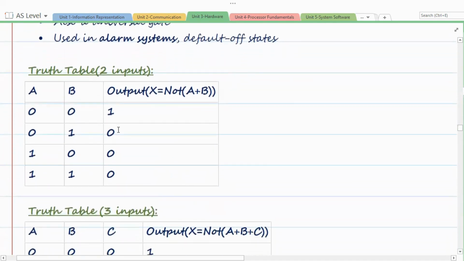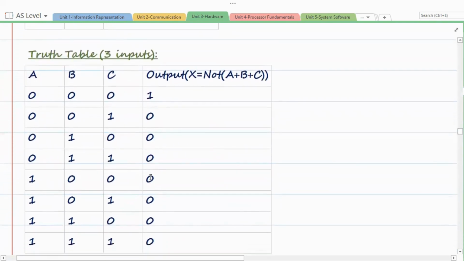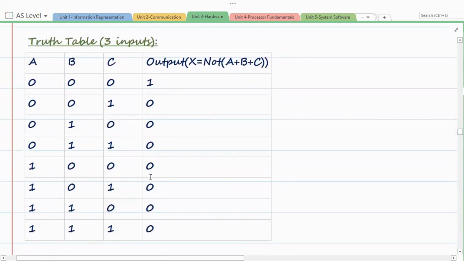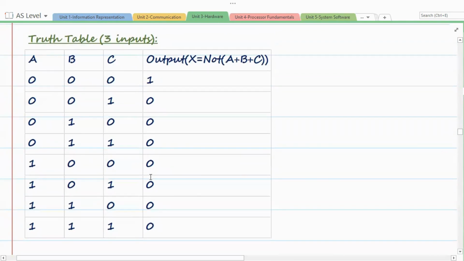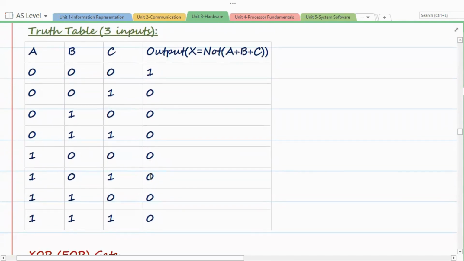Now, this is the truth table with two inputs. If 0, 0, output is 1. If 0, 1, output is 0. 1, 0, output is 0. 1, 1, output is 0. So exactly the opposite of the OR gate. This is the truth table with three inputs. This is also exactly the opposite of what we got in the OR gate. So you perform OR first and then you just invert it, right?